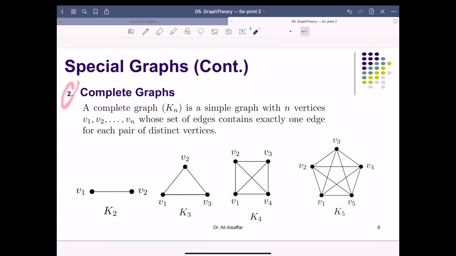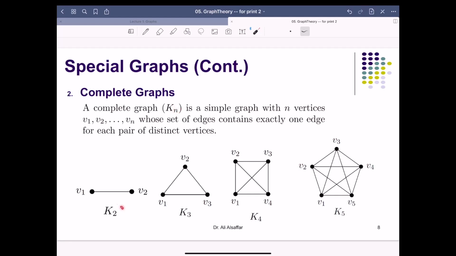The other type of special graphs are complete graphs. When a graph is complete, first it should be simple, no loops, no parallel edges, and if it has n vertices, then between any two vertices there is an edge, whose set of edges contains exactly one edge for each pair of distinct vertices. The symbol for a complete graph is capital letter K, and the number of vertices is represented as a subscript, which is Kn.